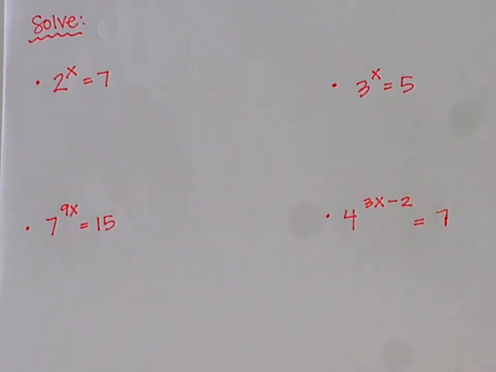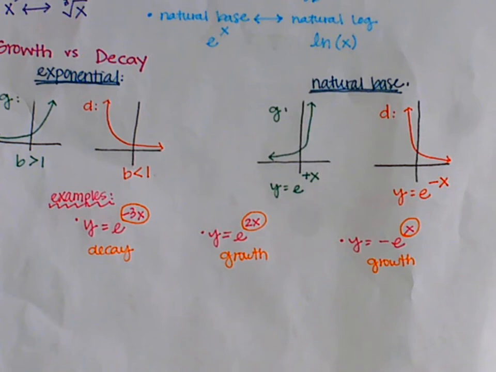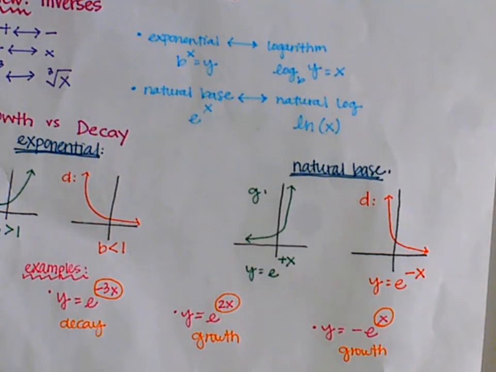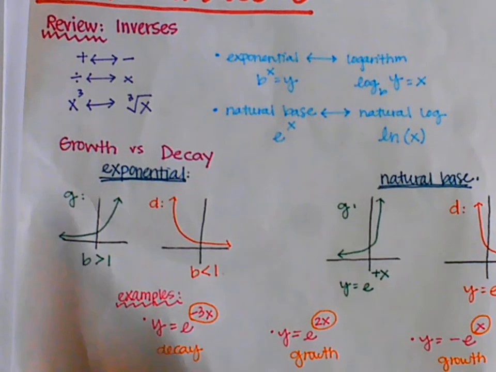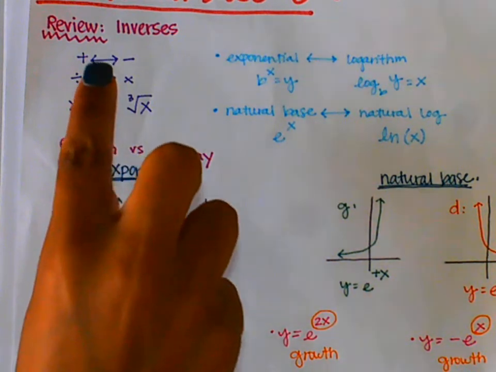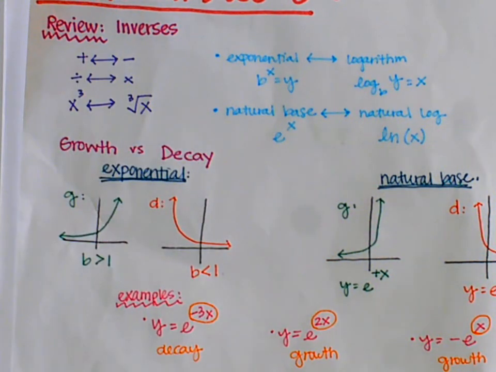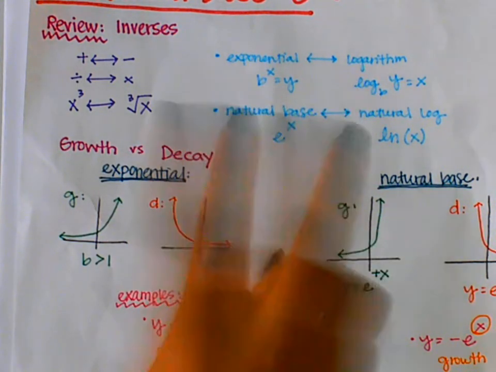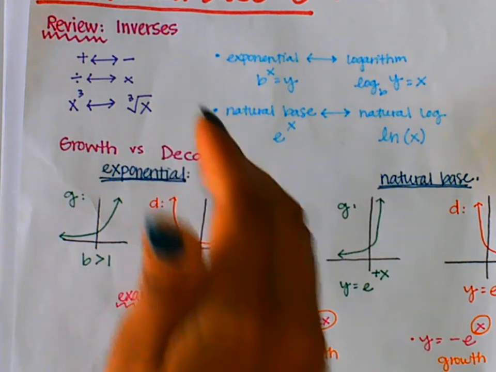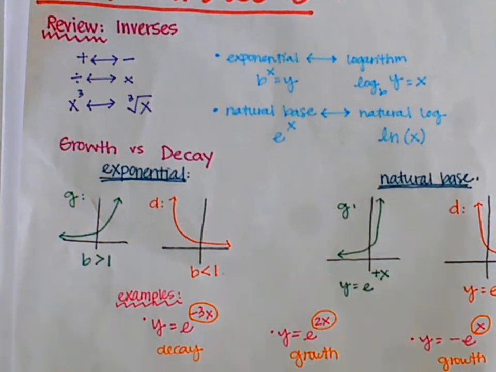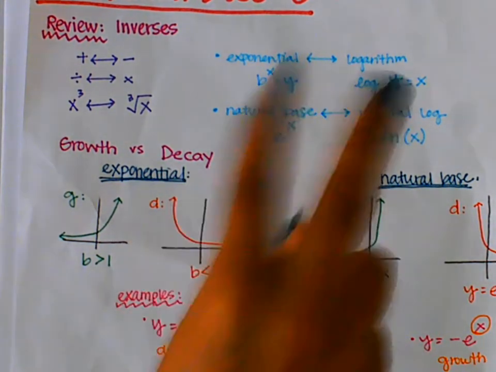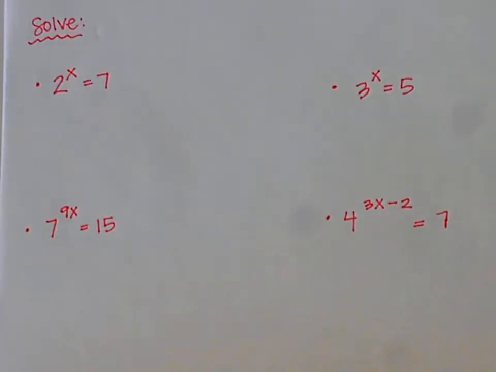I'm going to go back to the notes that we did with the exponent rules, because we talked about how these were also inverses of one another. So just like we use addition to get rid of subtraction or division to get rid of multiplication, we can use these as inverses of one another. So we can use an exponential to get rid of a log, or a natural log to get rid of a natural base. These go both ways. So let's use that to solve for this.